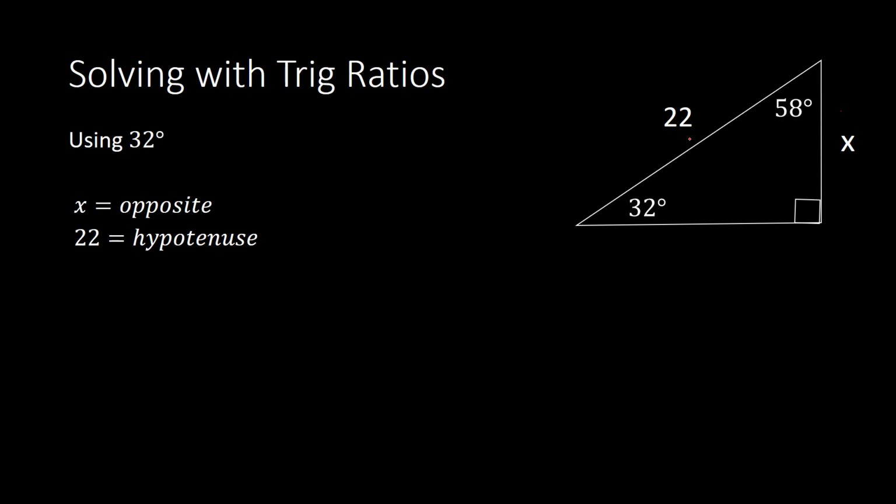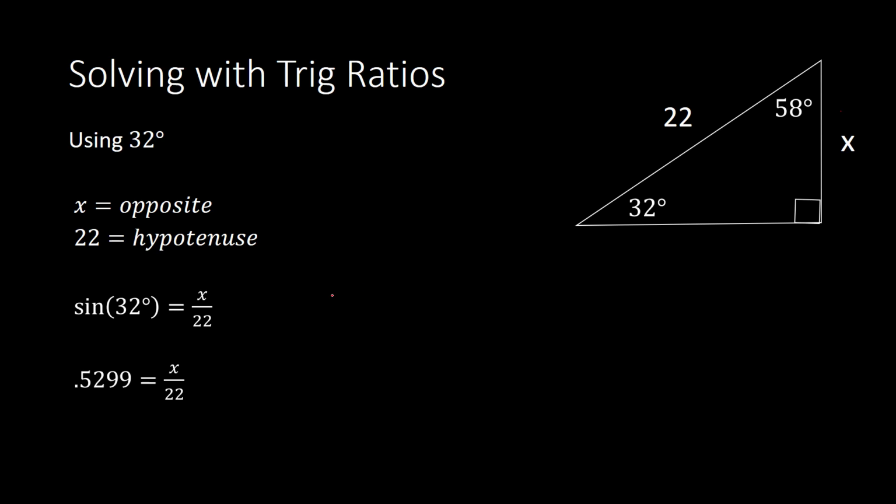And with opposite and hypotenuse, we're trying to figure out which trig ratio uses opposite and hypotenuse. So if we think through, we can remember that sine equals opposite over hypotenuse. So if we take the sine of 32 degrees, that equals opposite over hypotenuse, which would be x over 22. So sine of 32 equals x over 22. And on your calculator, you'll see a sine button. So press sine and then 32, and you would get 0.5299.